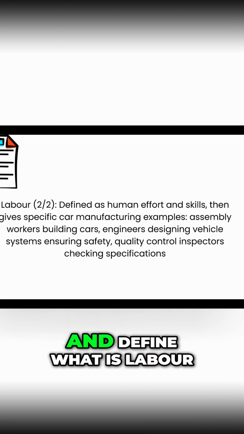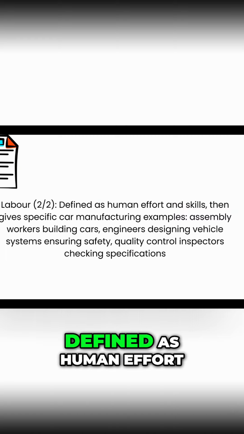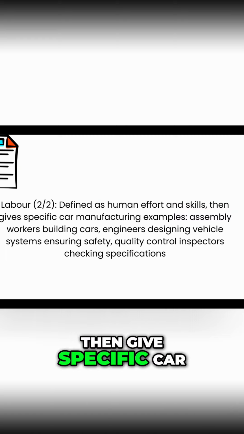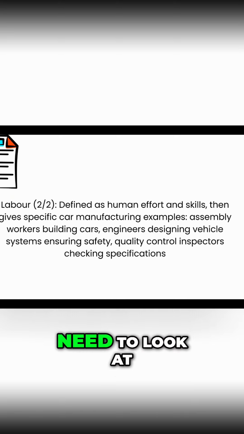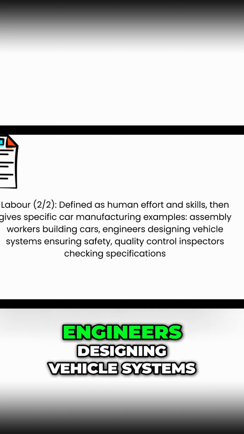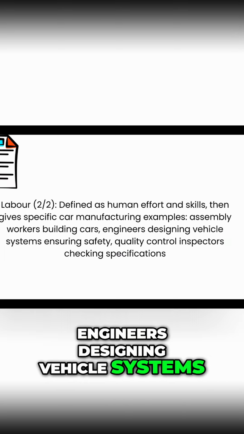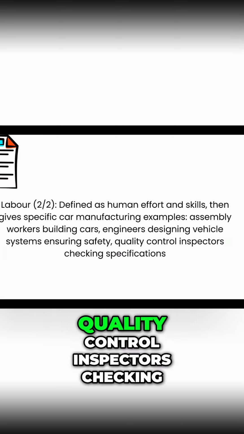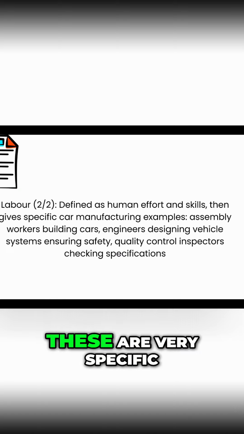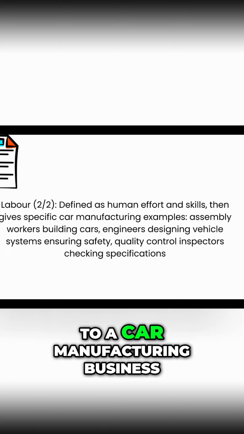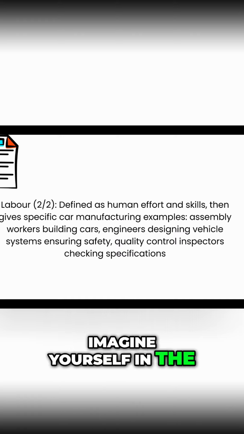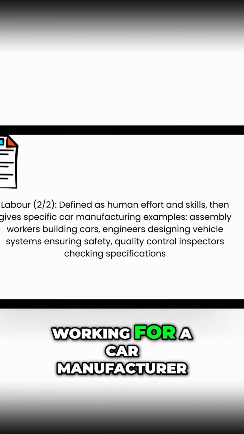Now you could go and define what is labor, defined as human effort and skills, then give specific car manufacturing examples that we need to look at. For example, assembly workers building cars, engineers designing vehicle systems, ensuring safety, quality control inspectors checking for safety specifications. These are very specific to a car manufacturing business. I always say to students, imagine yourself in the position that you are working for a car manufacturer.